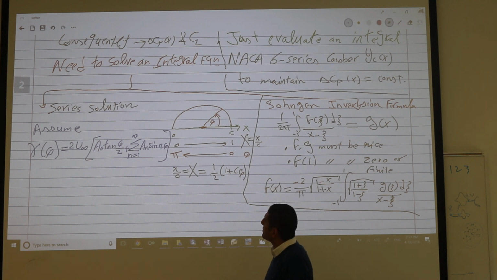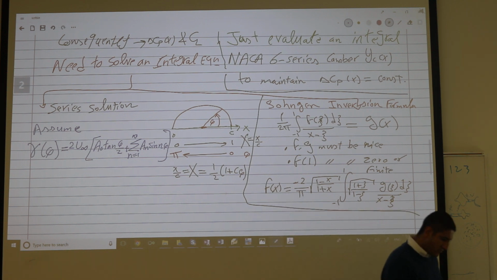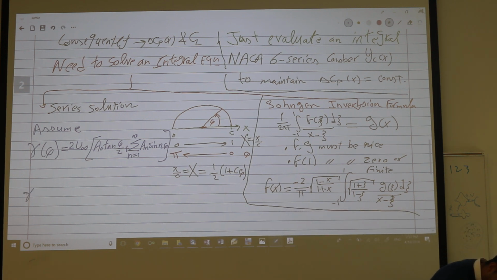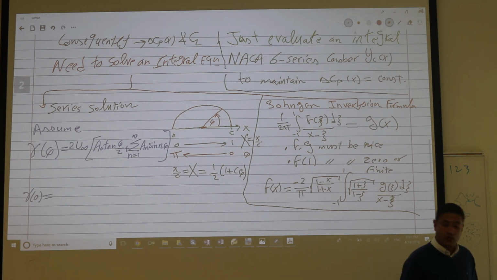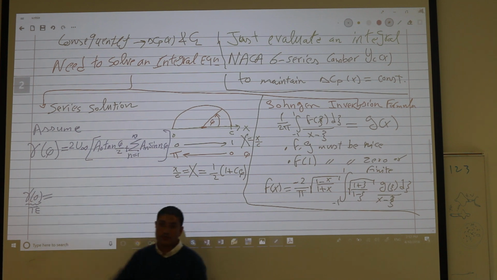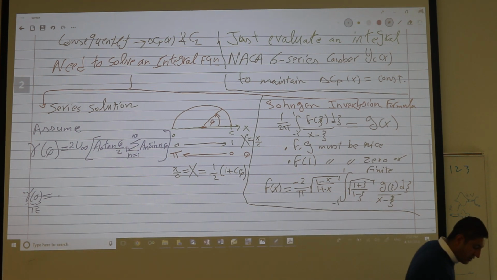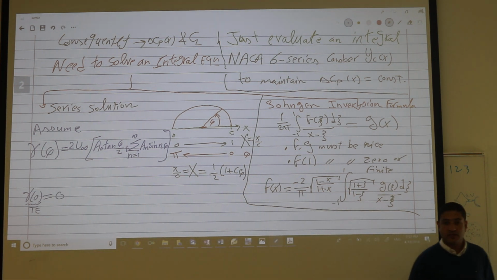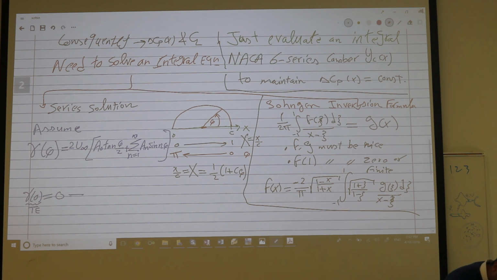Okay? Let's look at this structure. Why these things in particular? What about gamma of 0? So phi equals 0. Phi equals 0 is what point? Trailing edge, exactly. Substitute phi equals 0 in this expression. Sine 0 is 0, tan 0 is 0. So gamma is 0 at the trailing edge. So this is satisfying what? The Kutta condition. This automatically satisfies the Kutta condition.